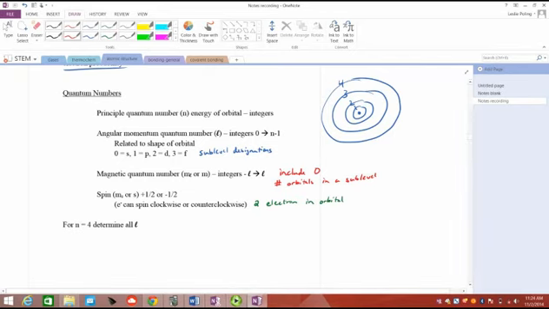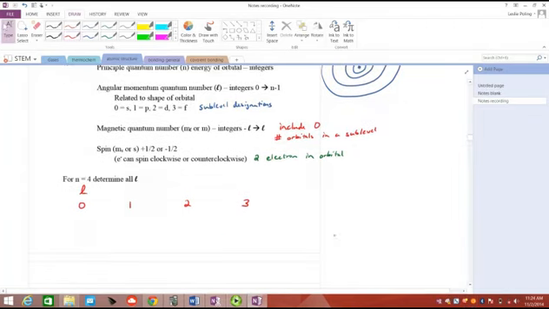So if we have n equals 4, then what L's can we have? We can have 0, 1, 2, and 3. So what m sub L could we have? Well, for 0, all we can have is 0. And for the s, that's all we have is 1 orbital. For L is 1, our m sub L can be -1, it can be 0, it can be 1. And for the p sublevel, we have 3 orbitals.